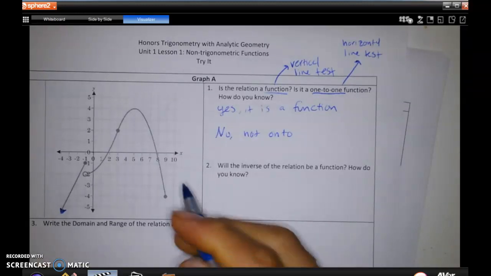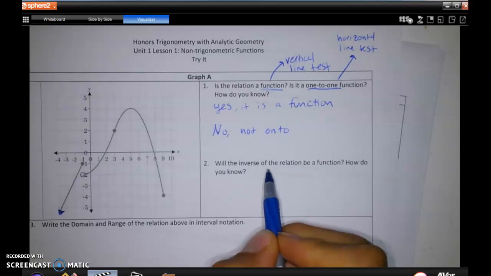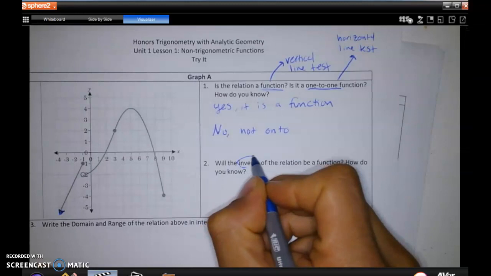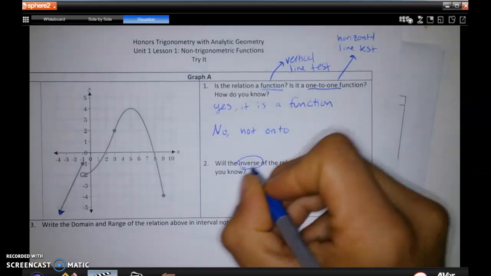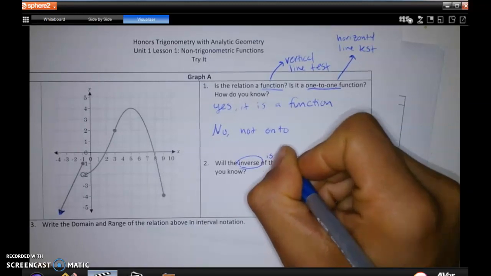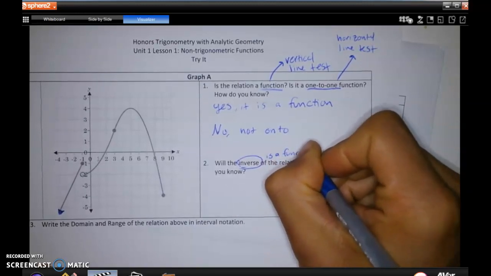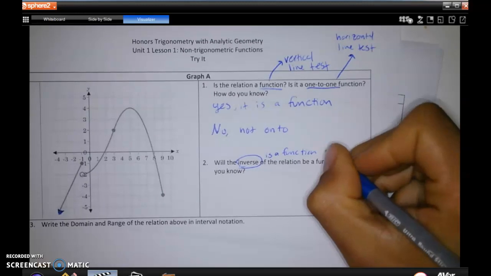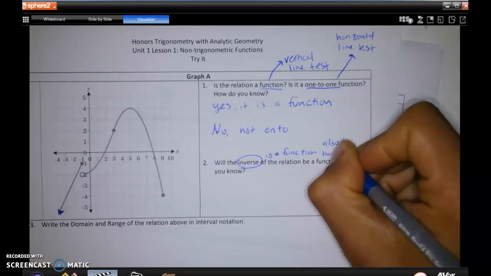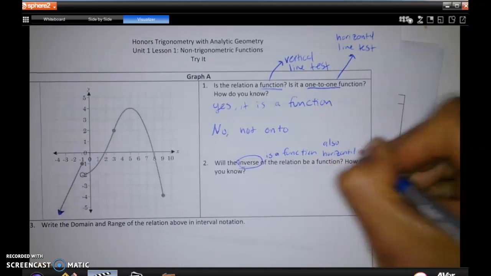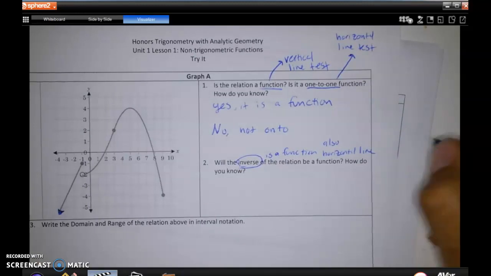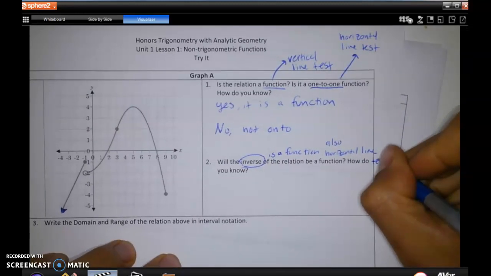Now, will the inverse of this relation be a function? If you want to test whether or not the inverse is a function, you also use the horizontal line test. We also use the horizontal line test. In fact, I can squeeze the word test in right here.